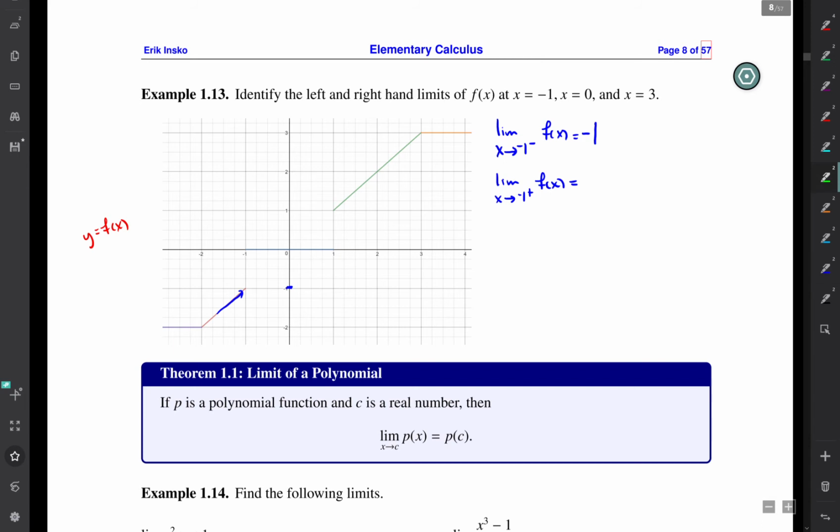Now, if you look at the part of the graph approaching -1 from the right, the y values are all the same, they're all 0, so that tells me that the right-hand limit is 0. And notice that the left-hand limit is not equal to the right-hand limit. It should be clear because there's this jump from -1 up to 0 there.